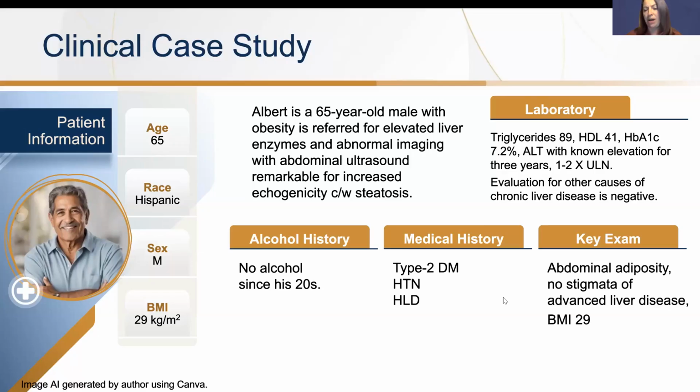And when we talk about stigmata of advanced liver disease, things that I'm kind of looking for are jaundice, fluid retention, muscle wasting, weight loss, spider angiomas, things like that. He doesn't have any signs of that. Listed under labs, you've got his triglycerides, HDL, his A1C of 7.2, and then that ALT 1 to 2 times the upper limit of normal.